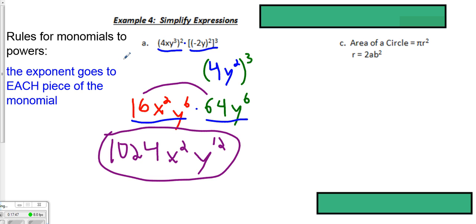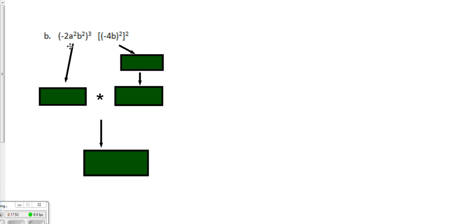One big expression. Before going on to C here, I'm going to go down to B. We'll look at B here. Just like in our last one, we have to apply this 3, or cubed, to each piece individually. So negative 2 cubed, so negative 2 times negative 2 times negative 2 stays as a negative 8. The negative doesn't cancel out because there's 3 of them, not just 2 of them. A squared, and then to the third power becomes a to the 6th. B squared, and then to the third power becomes b to the 6th.